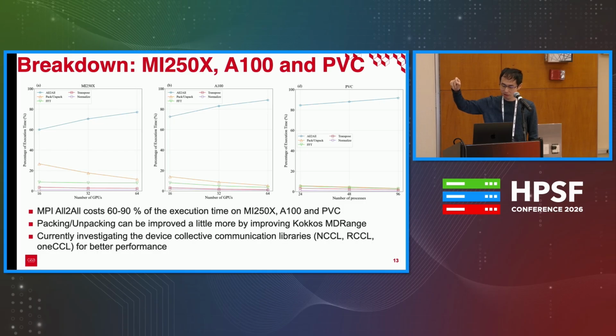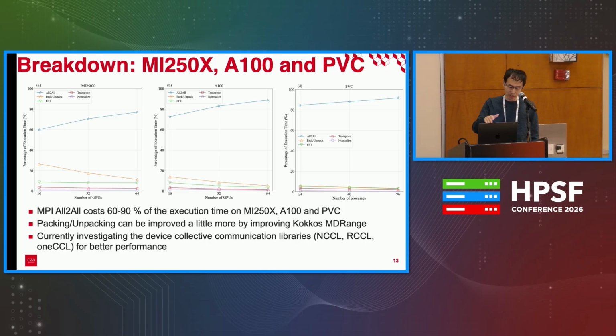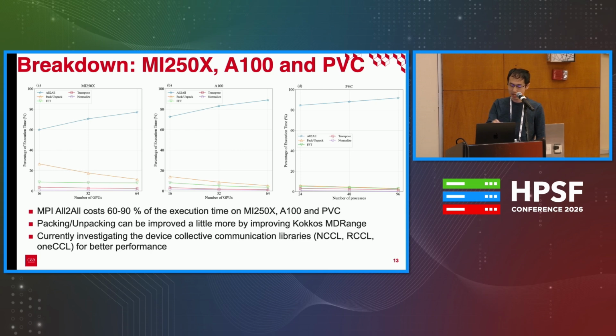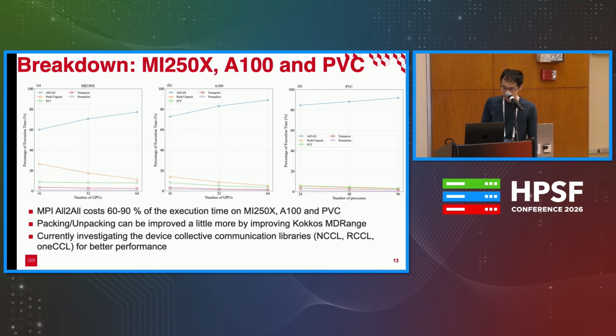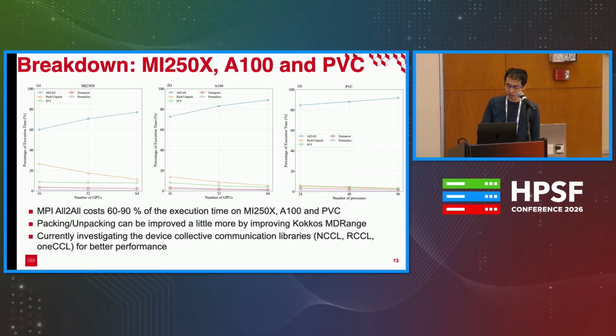Even on the NVIDIA and the Intel machine, in 64 GPU parallelization, 90% of the costs are coming from all-to-all, which is probably quite usual for this kind of distributed FFT. This measurement was done before implementing MD range policy, so the pack and unpacking performance should be improved a little bit. And we try to investigate the device communication libraries for better performance.